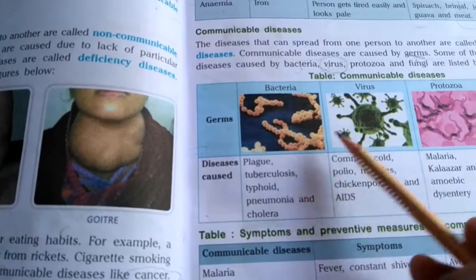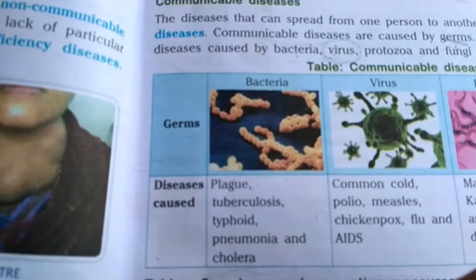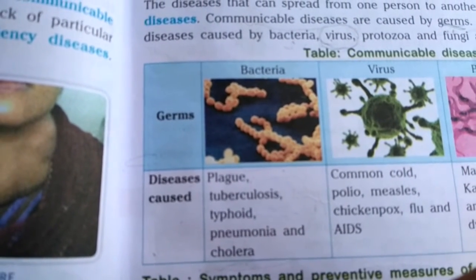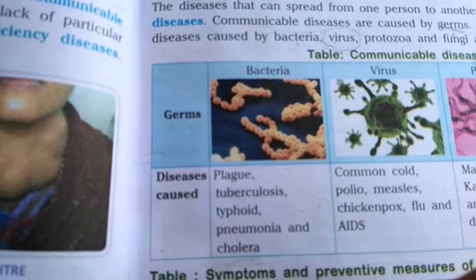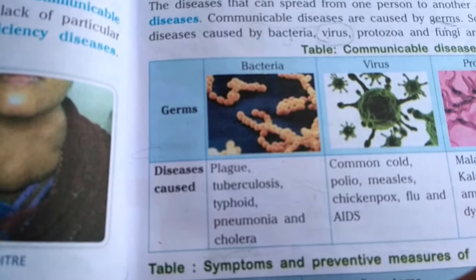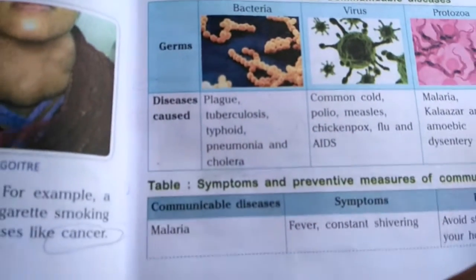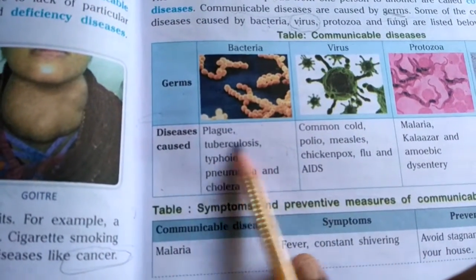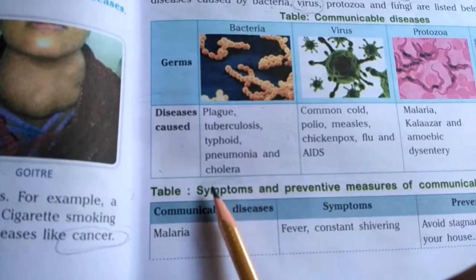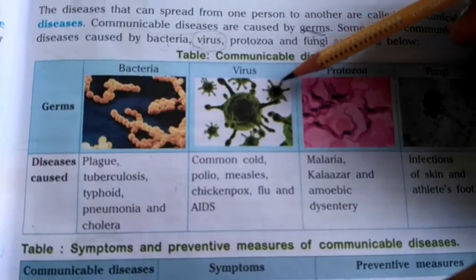Okay, so once again I'll tell you that this is the diagram of bacteria. Bacteria look like this. Rod shaped bacteria, small circles we can see, which are joined together, so it is in the beads form. And the diseases caused are plague, tuberculosis, typhoid, pneumonia and cholera. Okay, let's move on to the second, that is virus.